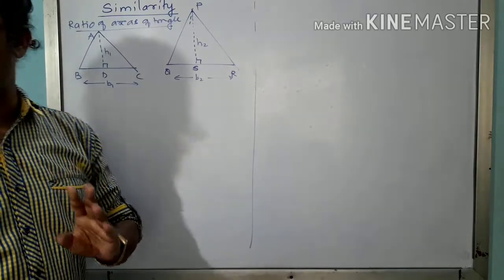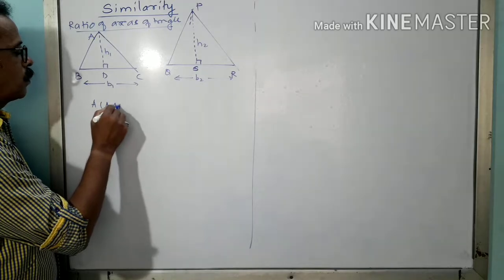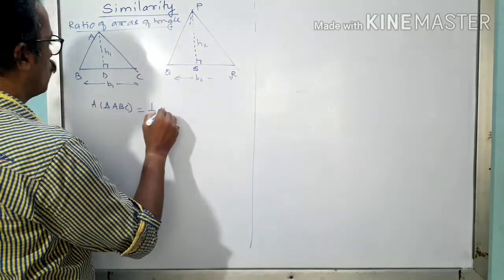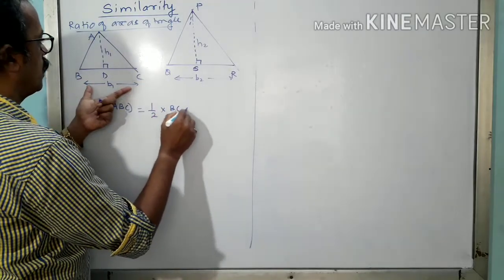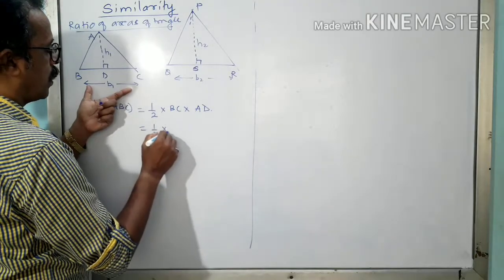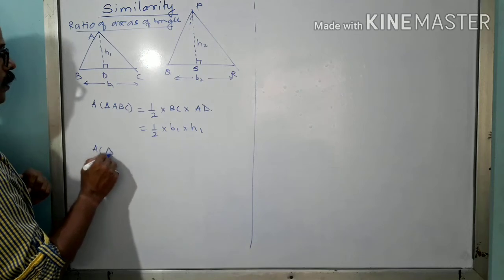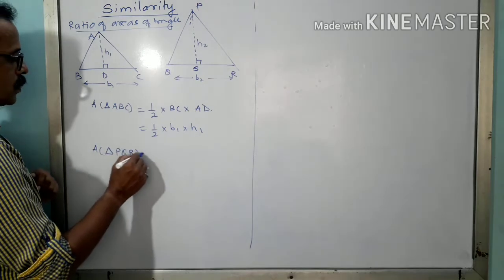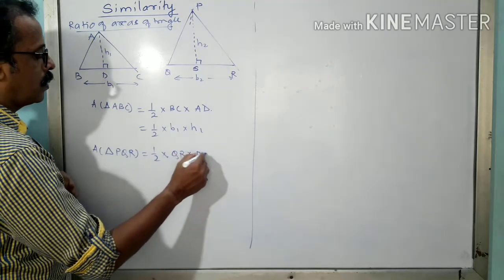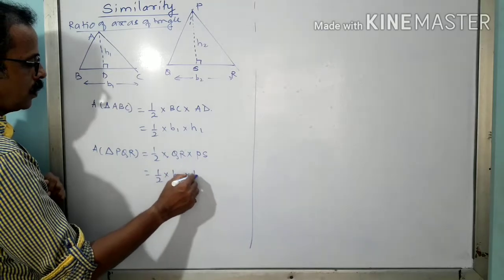But before that, let us write the area of triangle ABC. What is the formula we have written for the area of a triangle? Half into base, that is BC, into height, which is AD. So we can write half into B1 into H1. Next, the area of triangle PQR is half into QR, that is the base, into height, that is PS. So again half into B2 into H2.